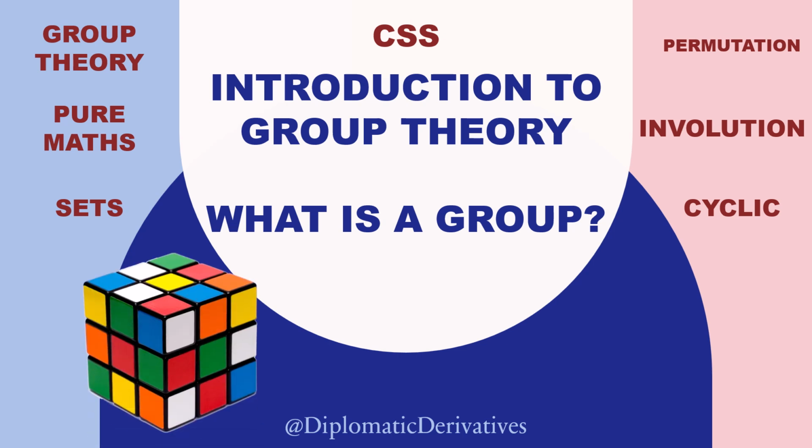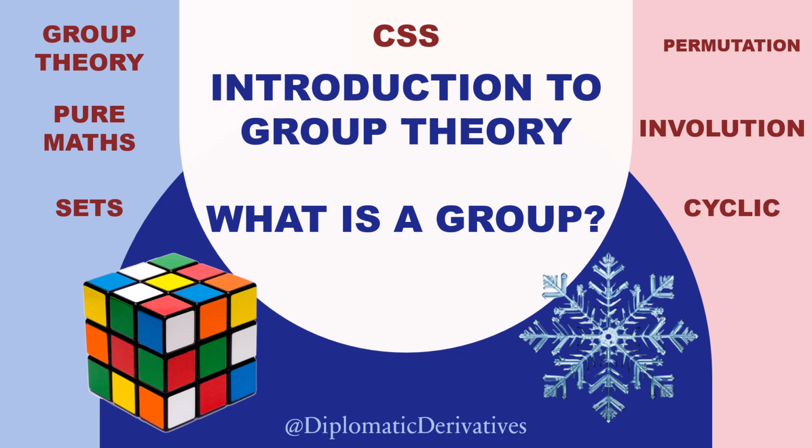On our screens, we see the Rubik's Cube and a snowflake. The reason for putting these images on the screen is simple. From solving a Rubik's Cube to the symmetry in snowflakes, there is a structure, there is a process involved, and that's explained through group theory. Actually, group theory is all around us.